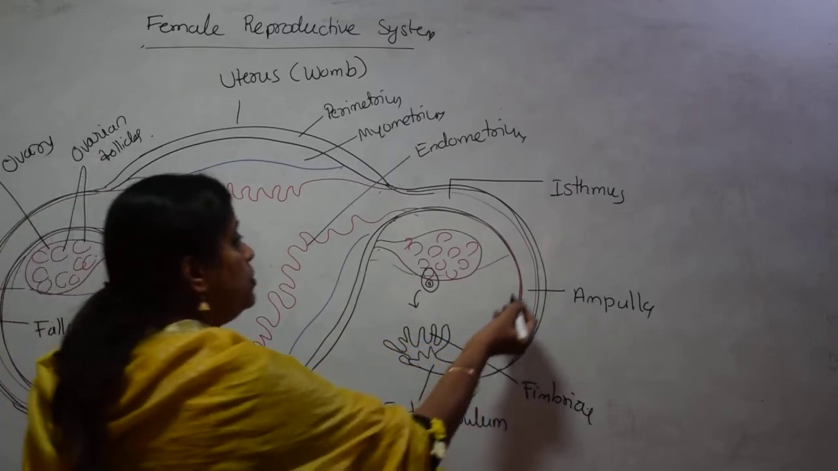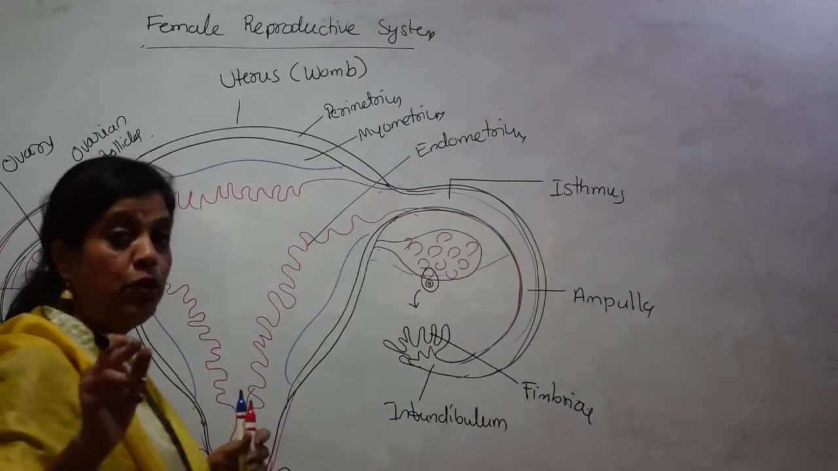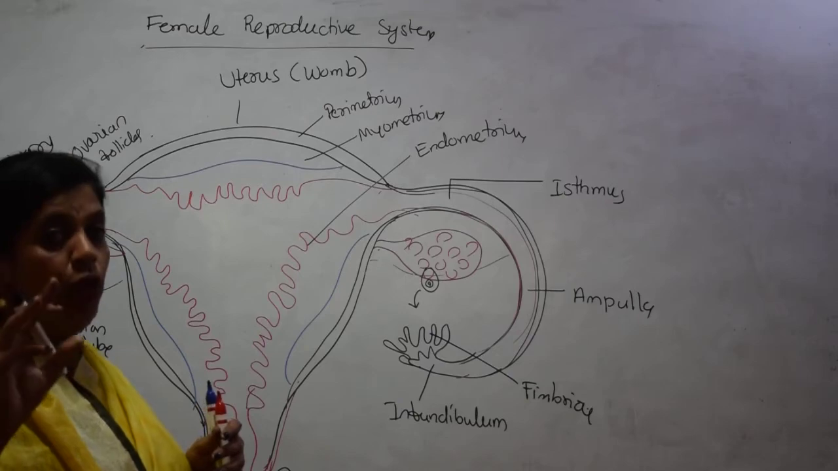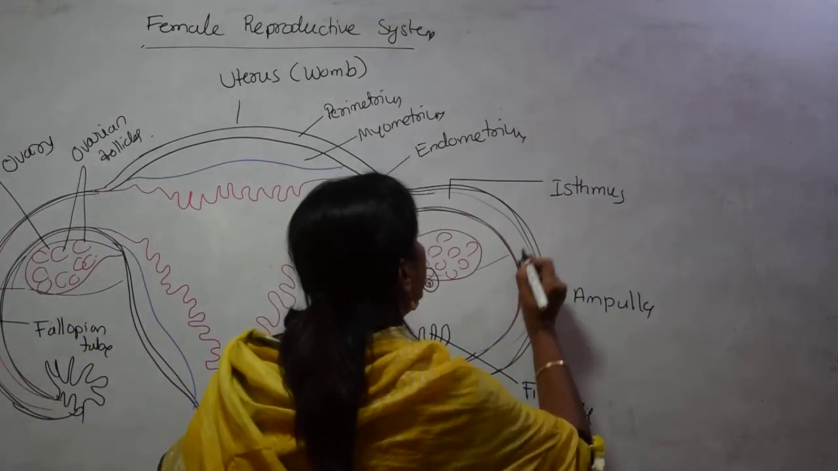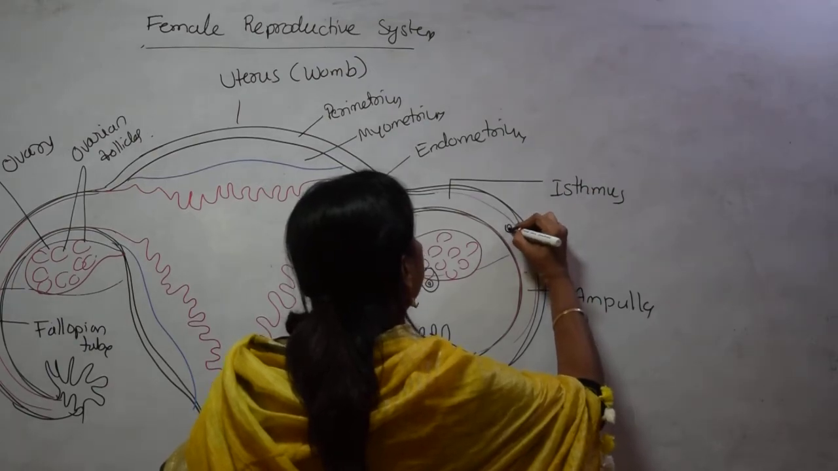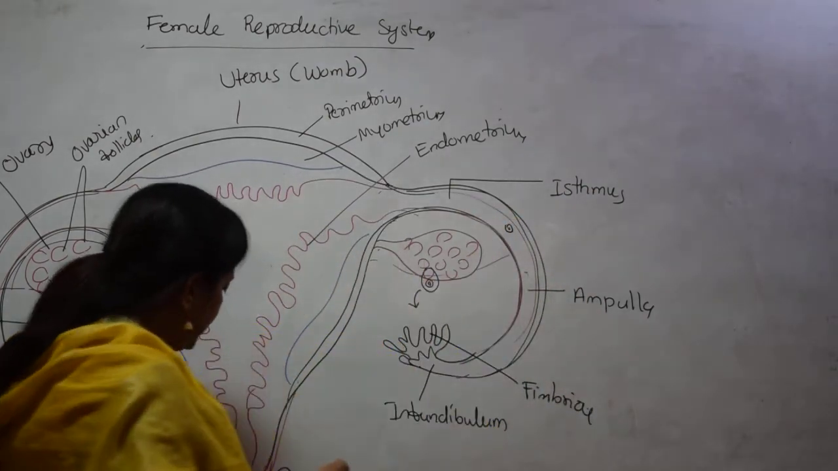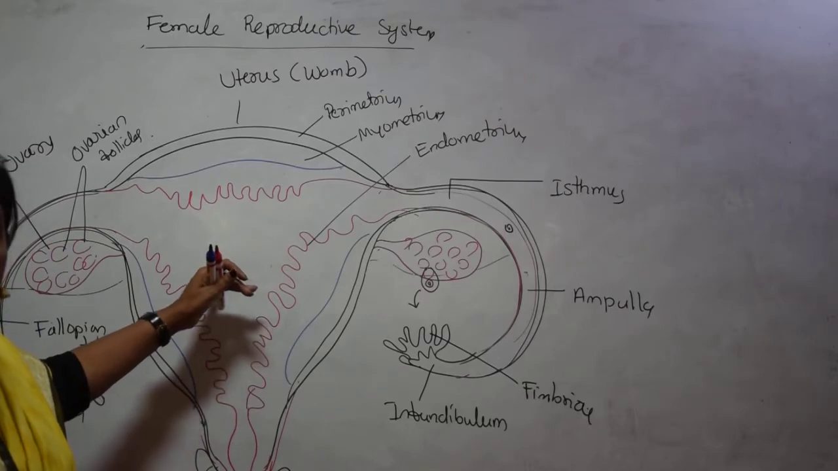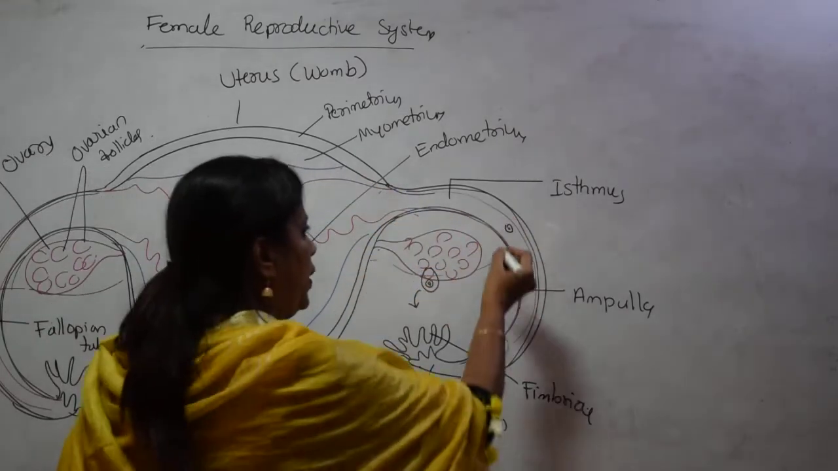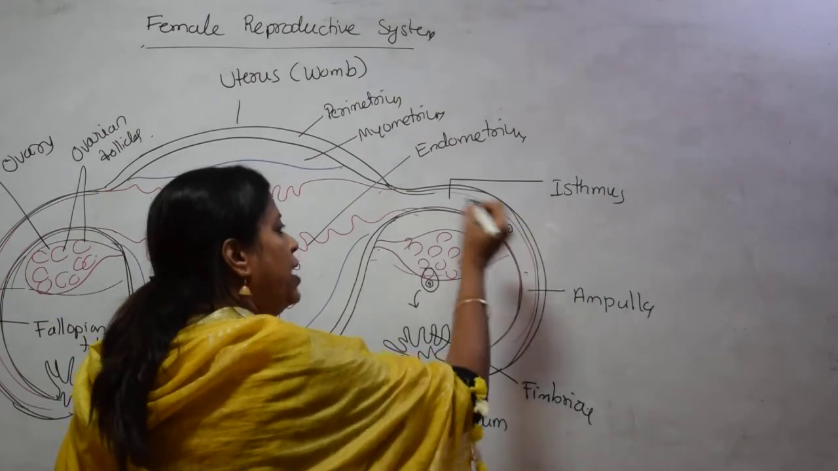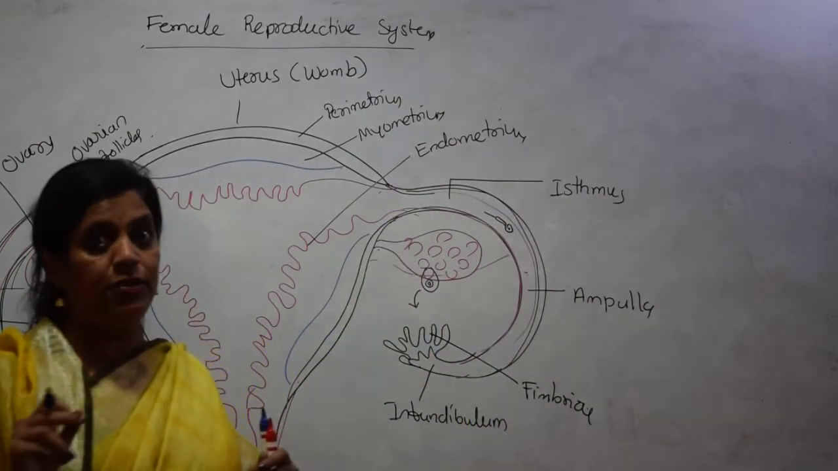The egg will be travelling in the fallopian tube for almost 2 days, about 48 hours. And if it is in between, at the isthmus-ampulla region, and the sperms enter through the vagina during coitus and come in contact with the egg in this area only, there will be fertilization. Otherwise there is no fertilization.